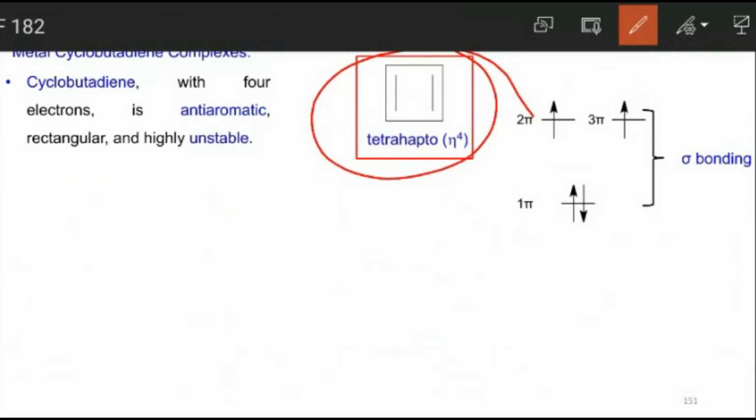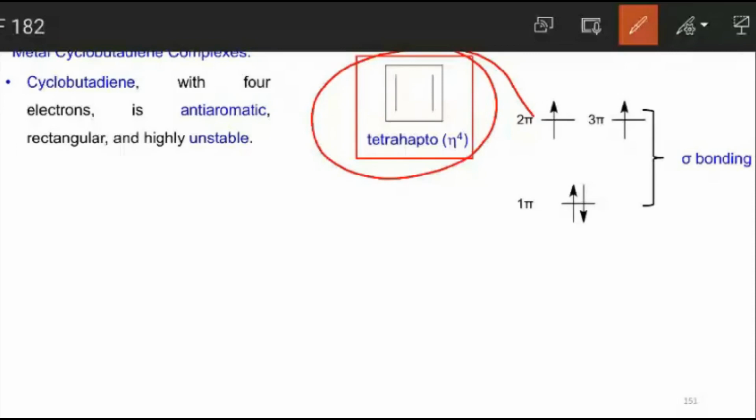Cyclobutadiene. Do you think organically cyclobutadiene is stable or unstable? Cyclobutadiene stable இருக்குமா unstable இருக்குமா? Cyclobutadiene. Unstable. Why it is unstable? It's actually unstable, correct. It's unstable. Why it is unstable? It's anti-aromatic.